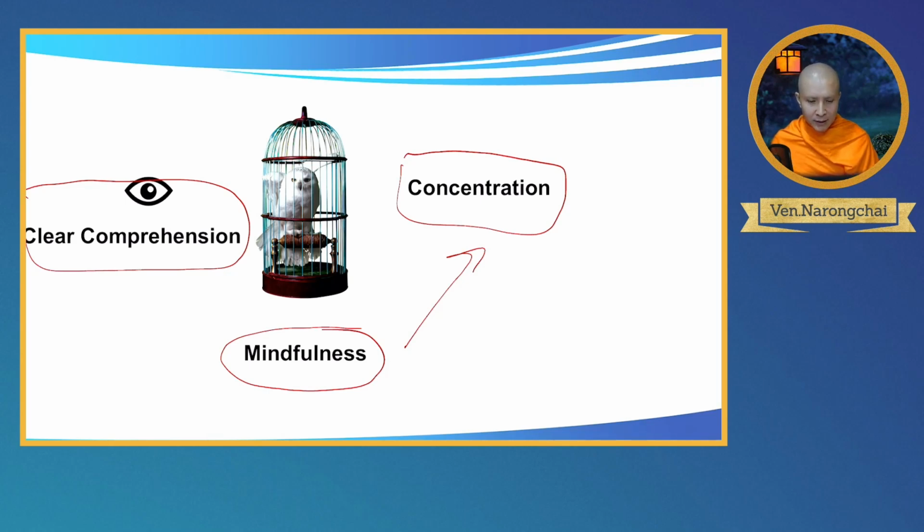When the bird stays in the cage, that means you can concentrate. The bird will stay still. It will not go anywhere. It will be there, and then you can concentrate on studying the bird. So mindfulness is like you catch it, clear comprehension is you see it, and concentration is you see it as long as you wish. You can see the bird all day long. It depends on the level of your mindfulness and clear comprehension, which allows you to stay concentrated for as long as you want. So you see the picture.